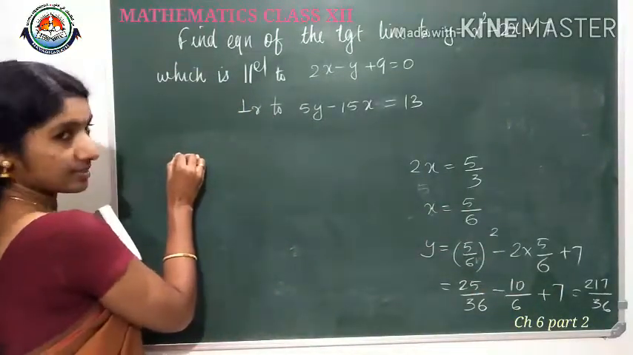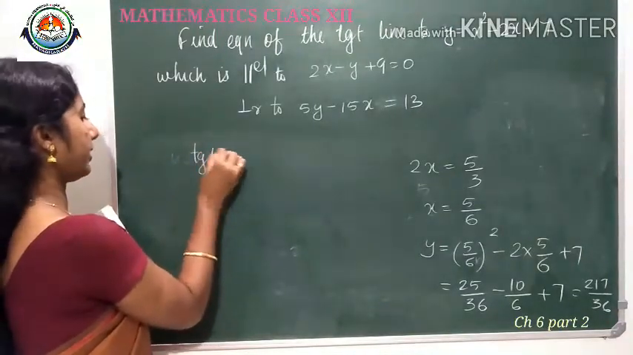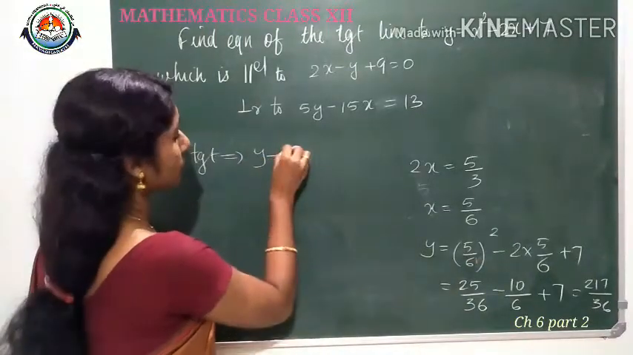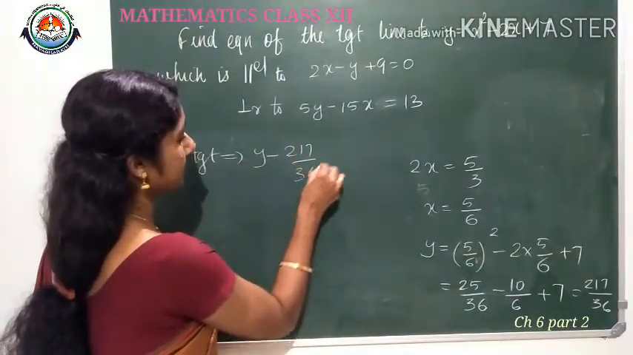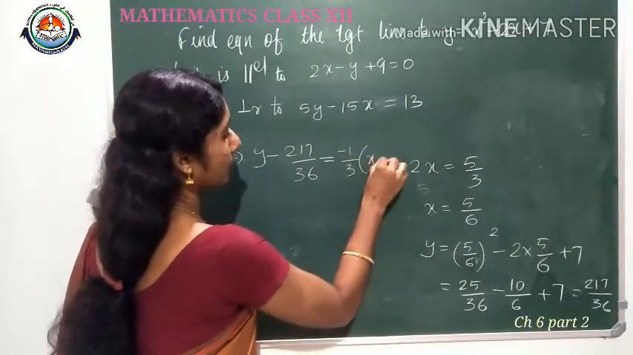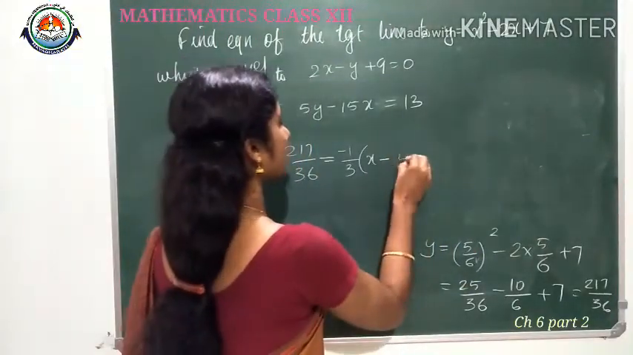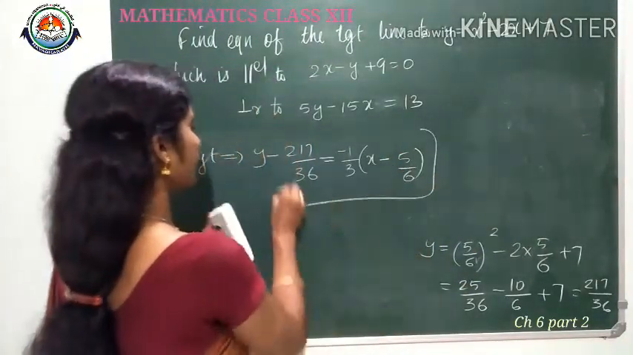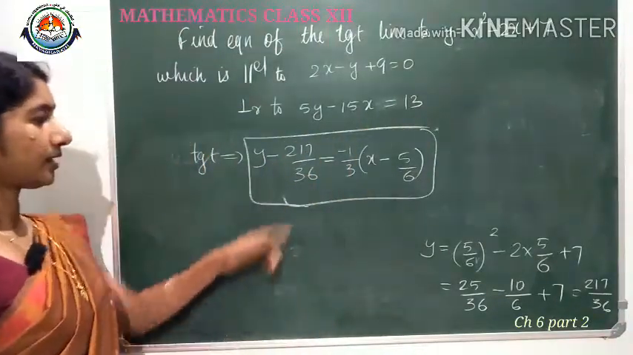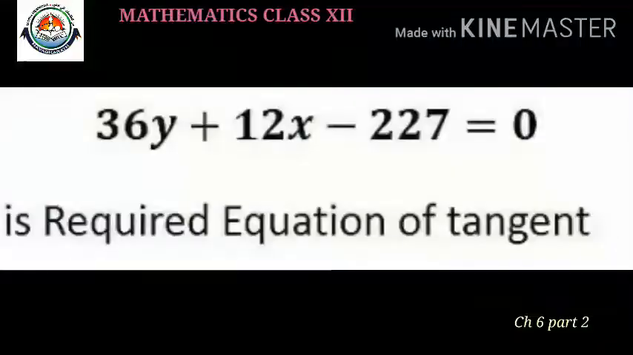So, the required tangent is y minus y1, that is y minus 217 by 36, equal to m, which is minus 1 by 3, into (x minus the point x, which is 5 by 6). So, this is the required equation. You can remove the bracket and take minus 217 by 36 to the right.